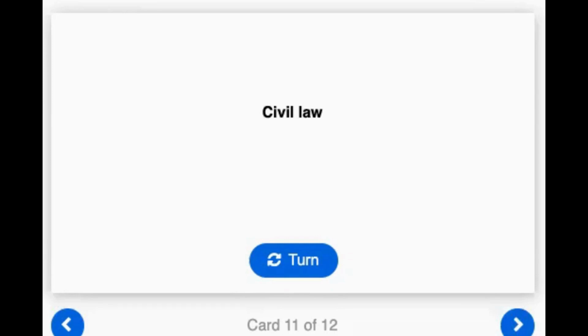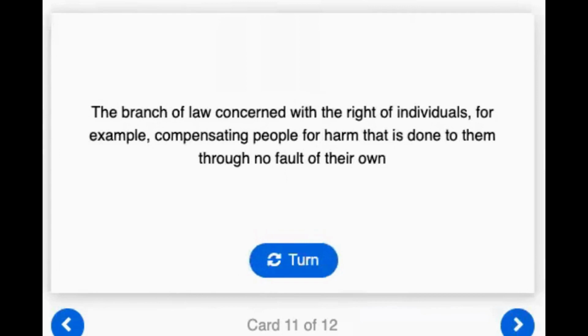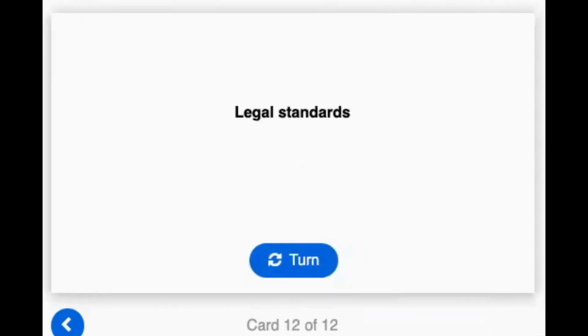So now I turn the card and you will see what is civil law. The branch of the law concerned with the rights of individuals, for example, compensating people for harm that is done to them through no fault of their own. Come to the next card.